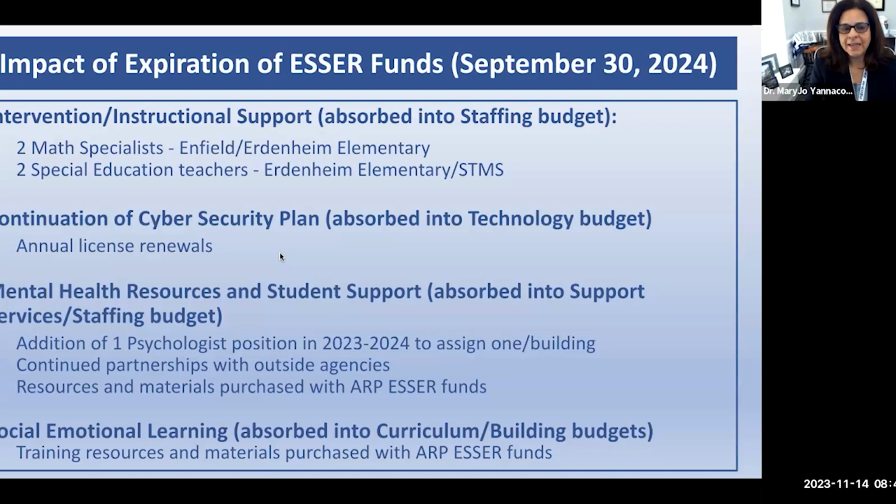So even though technically we have July, August, and September, about a third of the 24-25 school year, we know that those funds are going away. And so we're trying to budget fully for all of these expenses within next year's budget. Are there any questions about that?